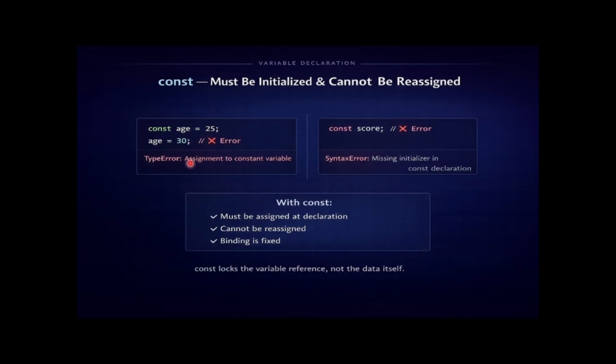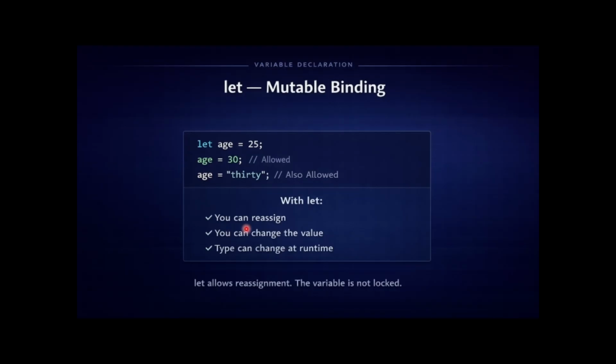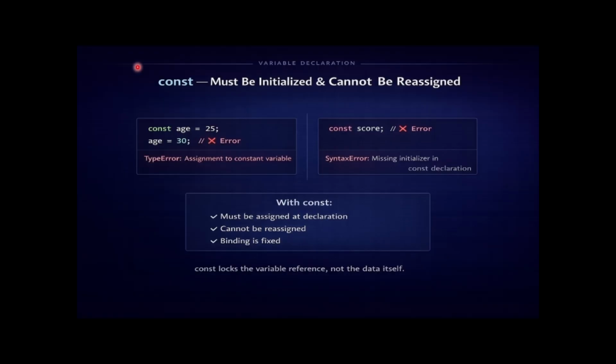Now, let me summarize this again. Let allows you to reassign. You can change the value, and the type will be decided at runtime. On the other hand, const must be assigned at the declaration. You have got to give a value. It cannot be reassigned. The binding is fixed before runtime itself. Const locks the variable reference, not the data itself.